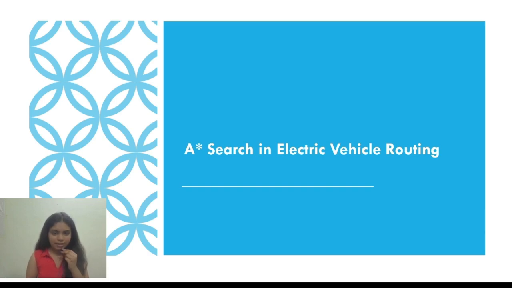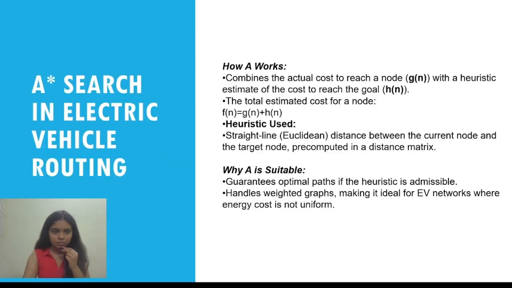Myself Aditi Thakur, and I'm going to discuss A-star search in electric vehicle routing. Let's get started. Here I'm using Euclidean distance as the heuristic, and the total cost of the node is Gn plus Hn, where Hn is the heuristic value. It means the actual cost to reach a node is Gn, and Hn is the estimated cost to reach the goal.